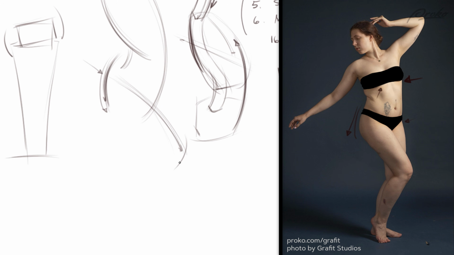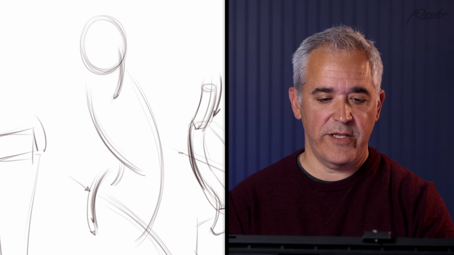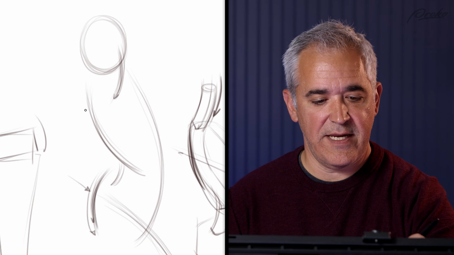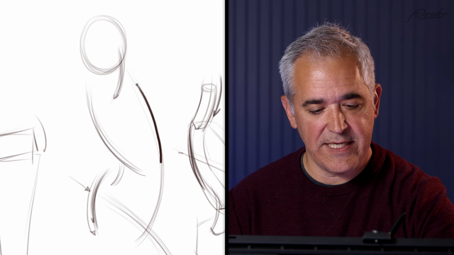Whenever I have a bent leg, that's when I'd get closer to the 3 lines, because I do 1 for the femur, maybe like a little transition line for the knee or the elbow, and then down and into my lower leg.